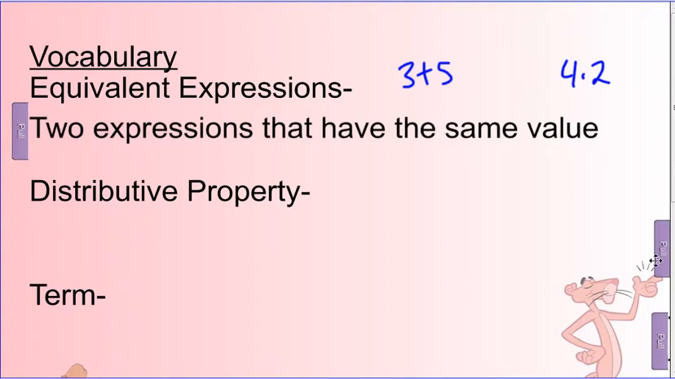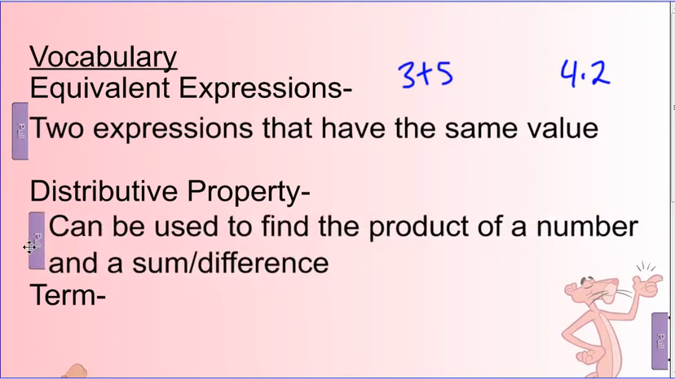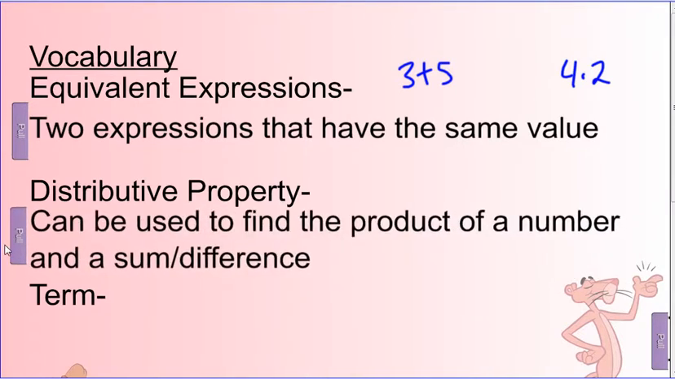Distributive property, the term of the day. The distributive property can be used to find the product of a number and a sum or difference. Basically what that means is if you have something multiplied by a sum, an addition, or a subtraction, you can use this distributive property to find out what this multiplication actually gives you. The main reason we're going to use the distributive property is to get rid of parentheses in our equations later on.